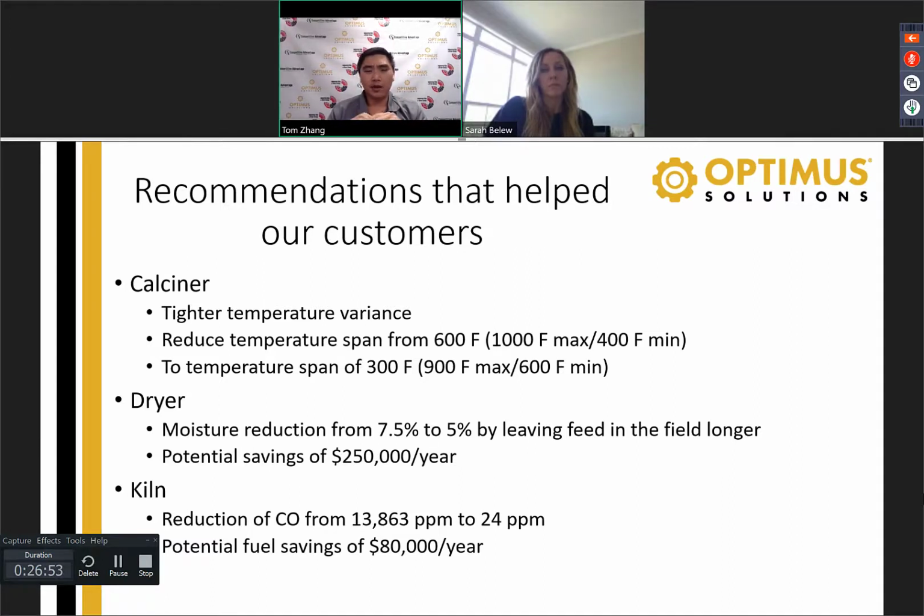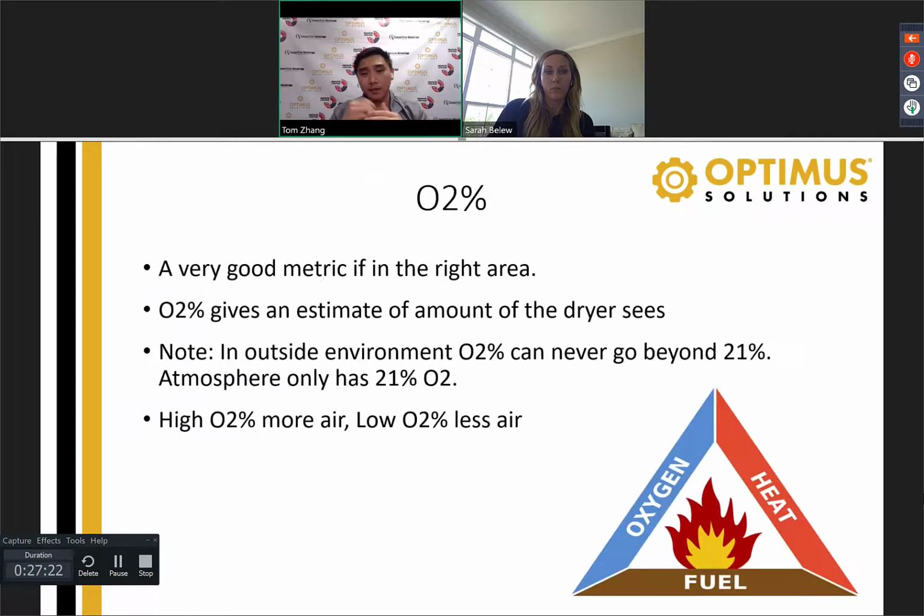Kilns, directly reducing CO. So this one happened to be one that we did make adjustments on, and it was a very, very bad flame, and it was not enough air, not enough pulverization of the coal in this case, and the customer saved 80,000 just from a tuning of the system. So these are some of the recommendations that we've made, and these are some of the ways it's helped customers.